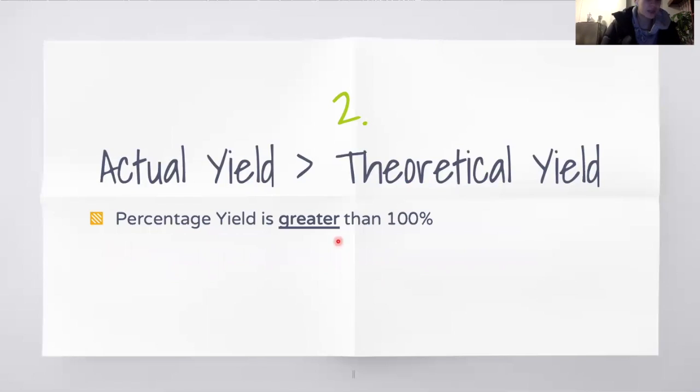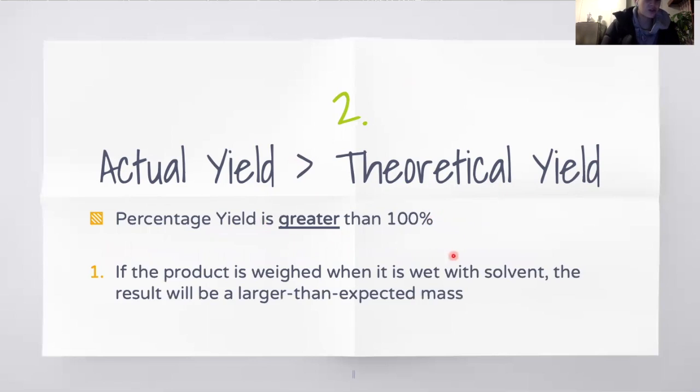The next case is when the actual yield is greater than the theoretical yield, resulting in a percentage yield that is greater than 100%. This is a result from an error in technique, as you cannot get something from nothing. Some products are formed as a precipitate from a solvent. If the product is weighed when it is wet with solvent, the results will be a larger than expected mass. A more thorough drying of the product will give a more accurate yield determination.